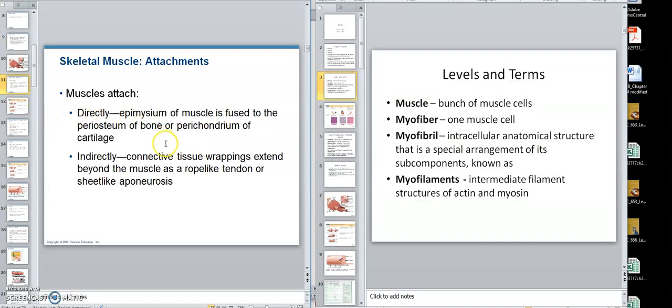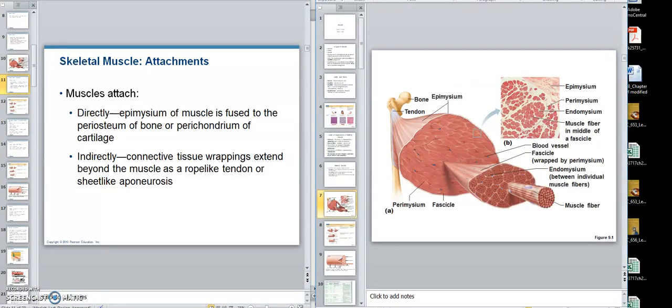Now, let me use this picture so you can see it at the same time. The epimysium directly attaches to a bone, and a tendon attaches a skeletal muscle to a bone. Let me say it again: a tendon attaches a skeletal muscle to the bone, because remember, it is a skeletal muscle. So what the epimysium does is continue past the muscle itself and attach to the bone. After it leaves the muscle, the epimysium becomes the tendon.